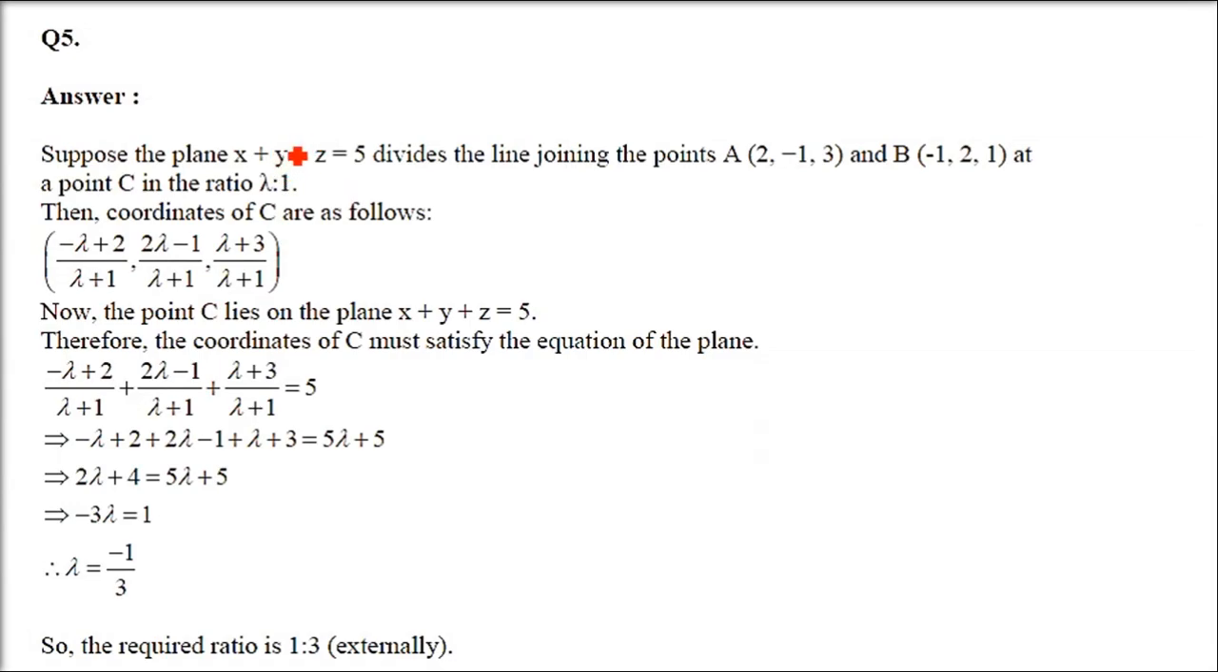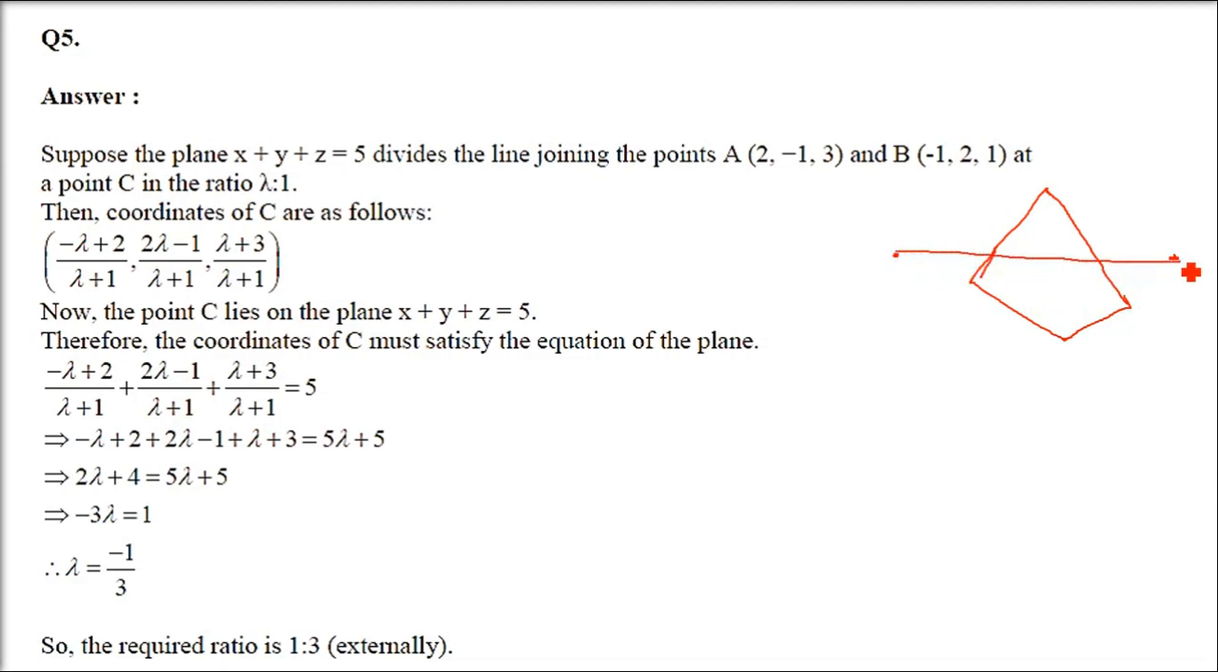Question number 5. Find the ratio in which the line joining the points (2, -1, 3) and (-1, 2, 1) is divided by the plane x + y + z = 5. Now the scenario remains the same. So we have 2 points, and we have a plane here.